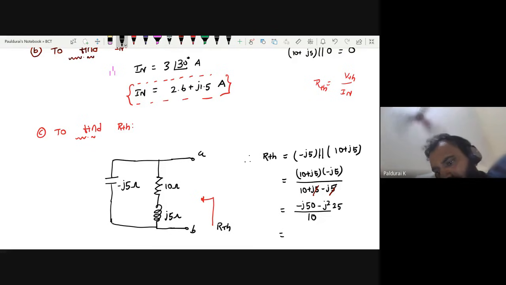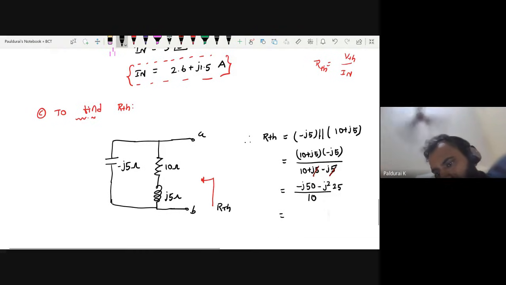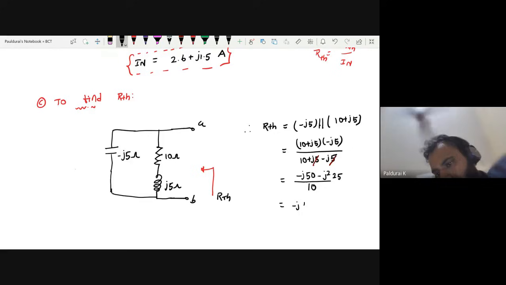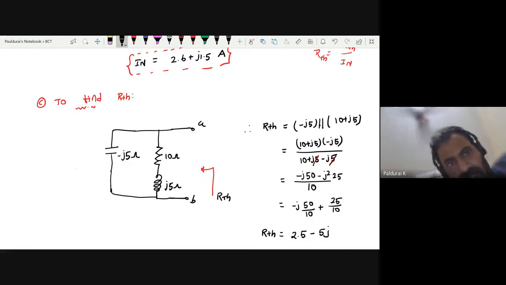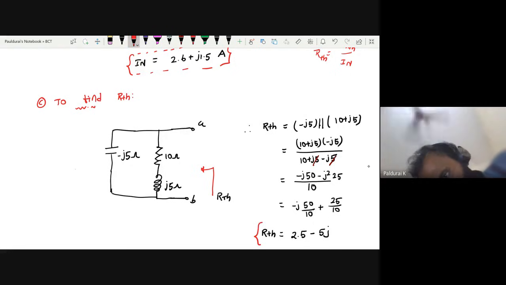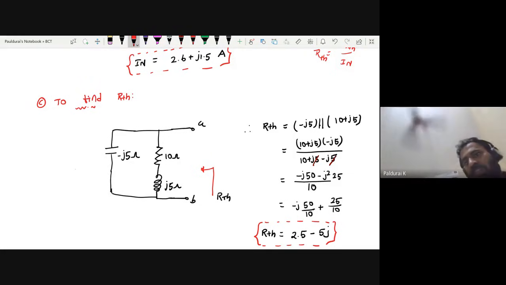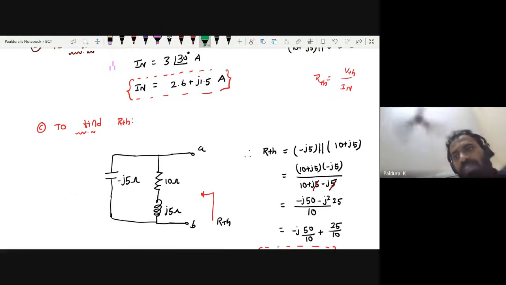Okay. So what is this? Minus J50 by 10 plus 25 divided by 10. It will give you 2.5 minus J5. We got this. Yes, sir. Okay, now do one thing. By using this formula, please verify.